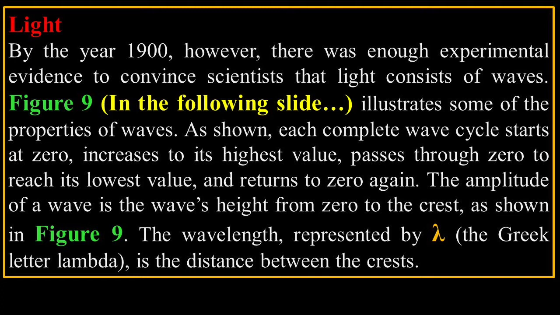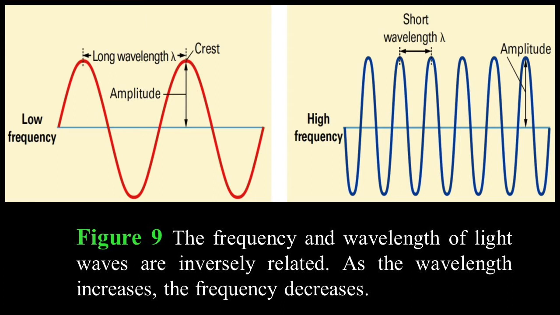As shown, each complete wave cycle starts at zero, increases to its highest value, passes through zero to reach the lowest value, and returns to zero again. The amplitude of the wave is the wave's height from zero, not from the trough, from zero to the crest, as shown in figure 9. The wavelength is represented by lambda, the Greek letter lambda. It is the distance between the crests. So you have the wavelength and you have the amplitude. Those are the mechanical parts of the wave. You also have the trough, etc.